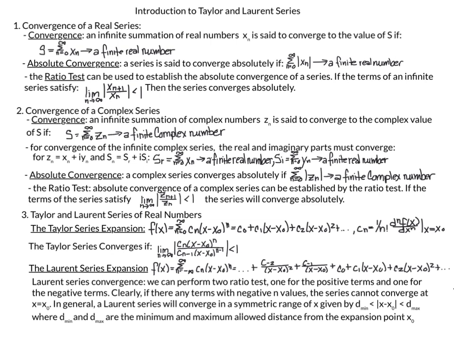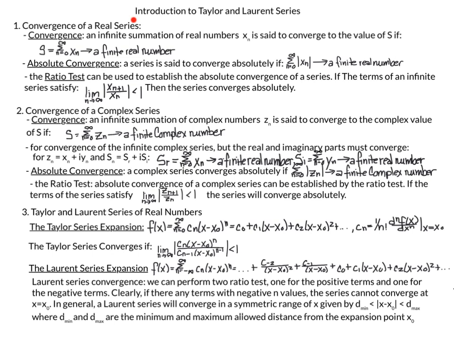We will start by talking about convergence, and we'll start with convergence of real series. This is something you have seen from your first year calculus course, but we're going to do a quick review. First, we say that an infinite summation of real numbers x_n is said to converge to the value of capital S if S, equal to the sum from n equals 0 to infinity of x_n, approaches a finite real number. Absolute convergence means that a series is said to converge absolutely if the sum of the absolute values of all the x_n approaches a finite real number.